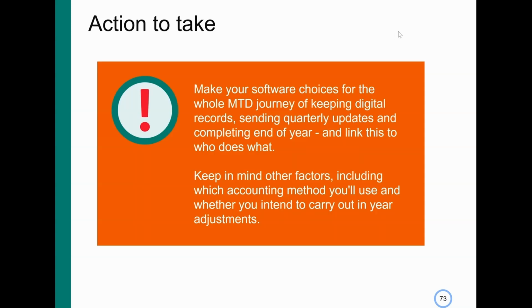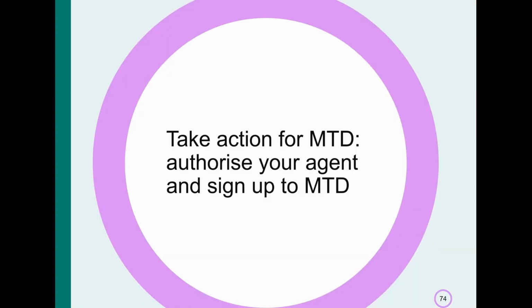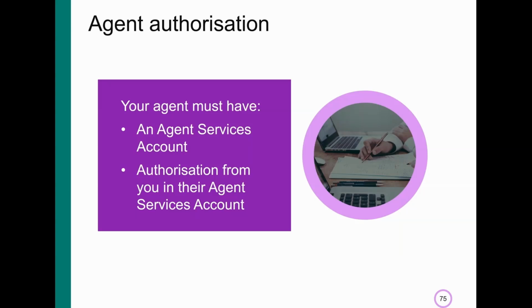In this section, we will look at action you need to take to use the Making Tax Digital service. Let's begin with what to do if you have an agent acting on your behalf. You can sign yourself up to Making Tax Digital for income tax, or if you have an agent, they can do this on your behalf. In order for your agent to sign you up, they must have an agent services account, which holds authorization to act on your behalf. You can check with your agent if you are required to provide authorization using a digital handshake.